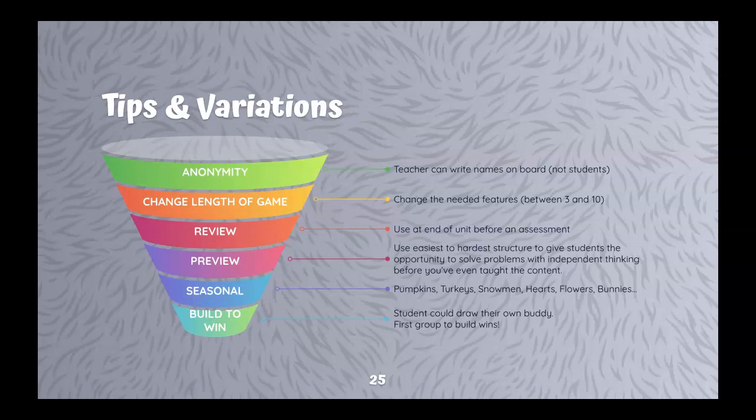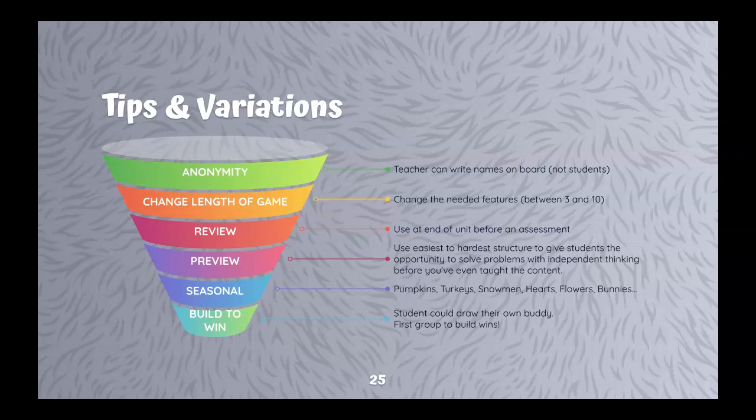You can change the length of the game. So you're always allowed to change the needed features, somewhere between 3 and 10. Again, that seems to be ideal, like I stated earlier. You can use this as a review, like at the end of your unit before an assessment or for a specific skill. You can use this as a preview. If you structure the questions, and I usually do that from easiest to hardest, that gives students the opportunity to solve problems with independent thinking before you've even taught the content. And you can be amazed how much they can get right. I think this often works better for getting good collaboration going and really adding value to the class.